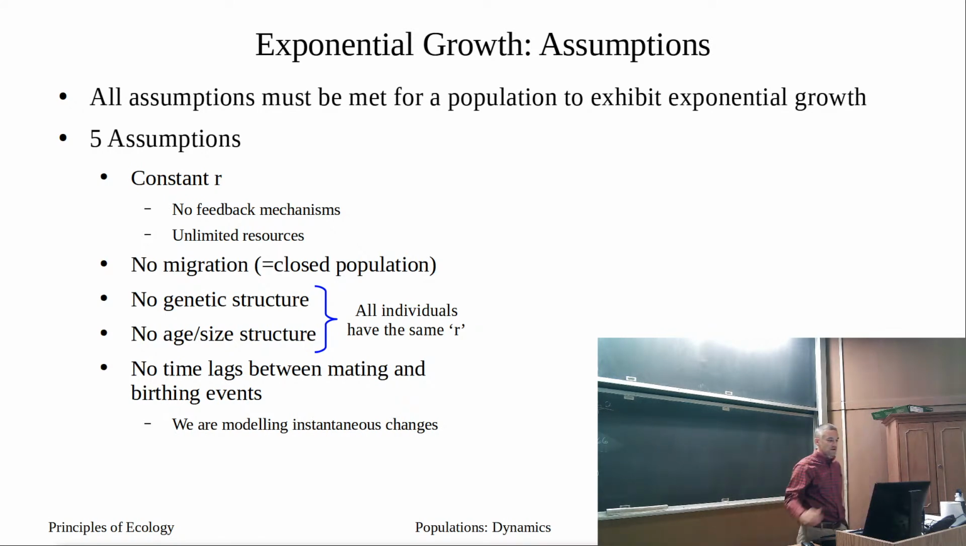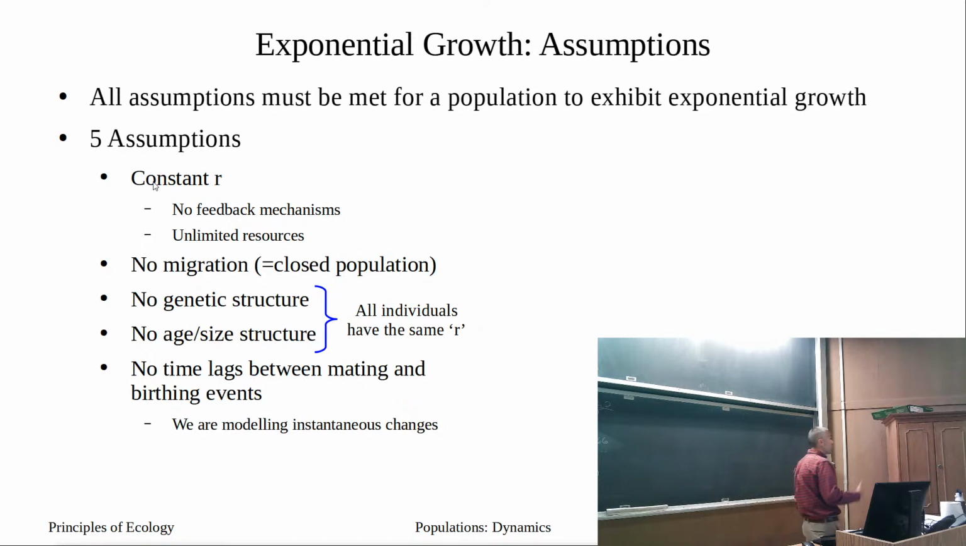You'll see it occasionally said, well, we have to have unlimited resources. Yeah, that's true. Because if your resources are limiting, you'll have competition, which affects your birth and death rates, which then affects your R. So a better assumption than unlimited resources is that we need a constant R. R can't change as our population size changes. All right, so that's assumption number 1, constant intrinsic rate of growth.